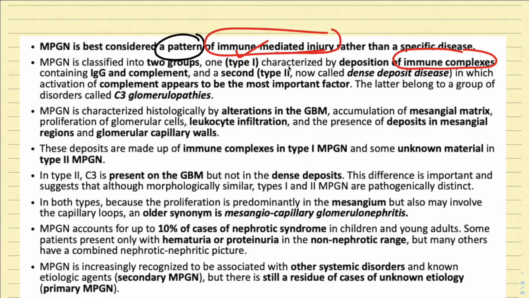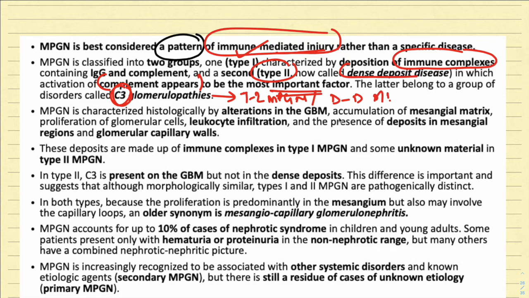and complement. But there is also a second variety over here which is called dense deposit disease, in which activation of the complement appears to be the most important factor, and basically the C3 group is mainly involved, that is, the alternate pathway activation is the most important, and these come under the heading of C3 glomerulopathy. So C3 glomerulopathy is equivalent to type 2 MPGN. We will call it type 2 MPGN, or we call it dense deposit disease.